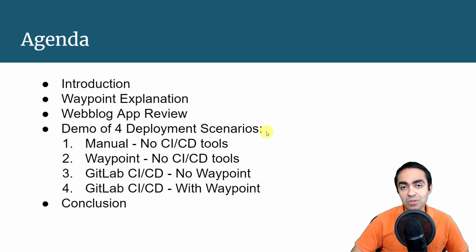So how did we do things? GitLab is an example of a pipeline tool. You could use Jenkins, you could be using GitHub Actions, but it's just an example to show you how we've been doing this before Waypoint. And then finally, the last scenario is incorporating a CI/CD tool such as GitLab with Waypoint, and seeing how this is the optimal solution that we can land at this point in time. And finally, we'll conclude our session together.